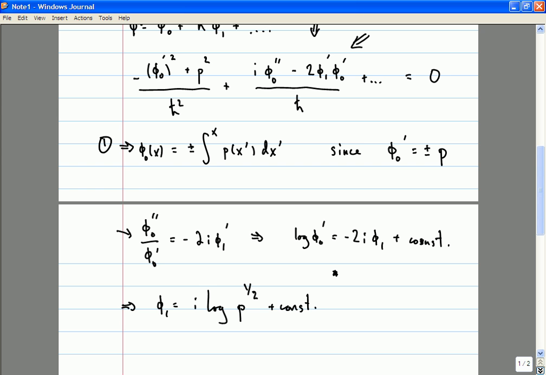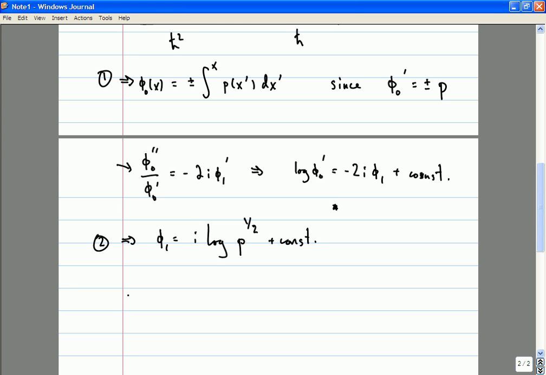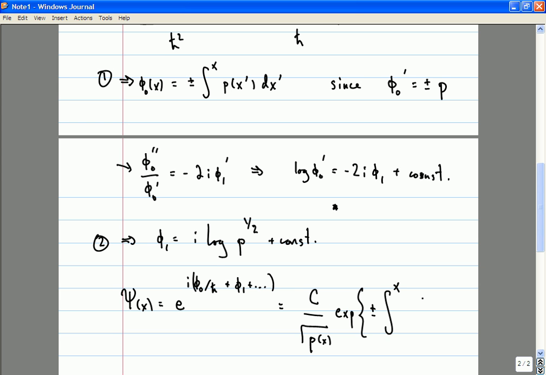So taking this first equation and the second equation and plugging them into our expression for psi, which I remind you was e to the i phi over h bar, so that would be e to the i phi naught over h bar plus phi 1 plus dot dot dot, we see that the wave function, if I've done this all correctly, is going to be a constant divided by the square root of p, coming from the phi 1 term, times the exponential of plus or minus i over h bar times the integral of p.